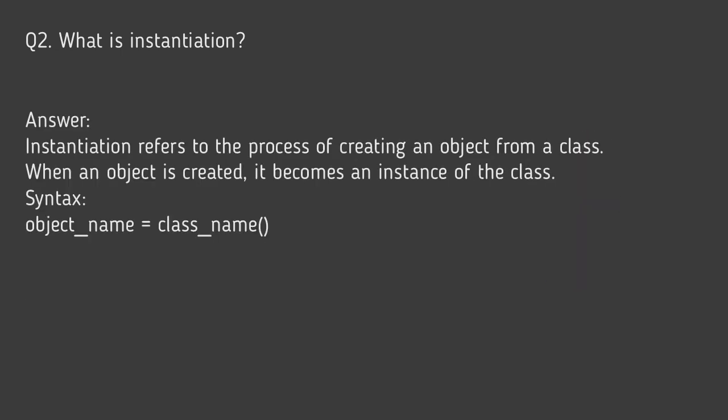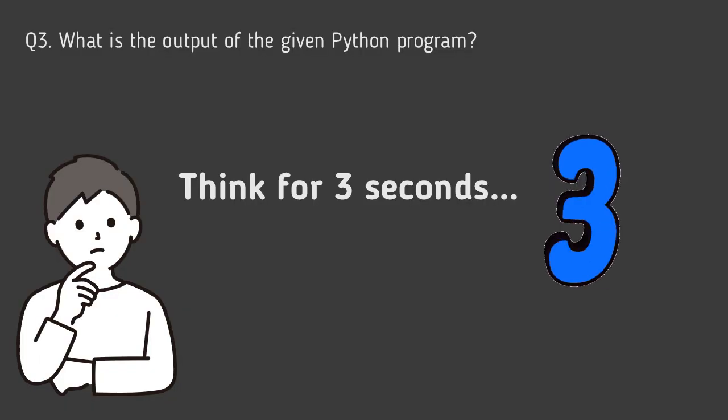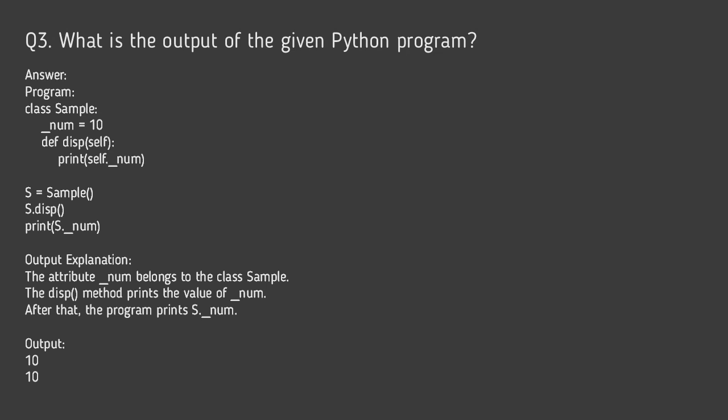Instantiation means creating an object from a class using the syntax object name equals class name. The program defines a class variable and prints it using a method and object reference.